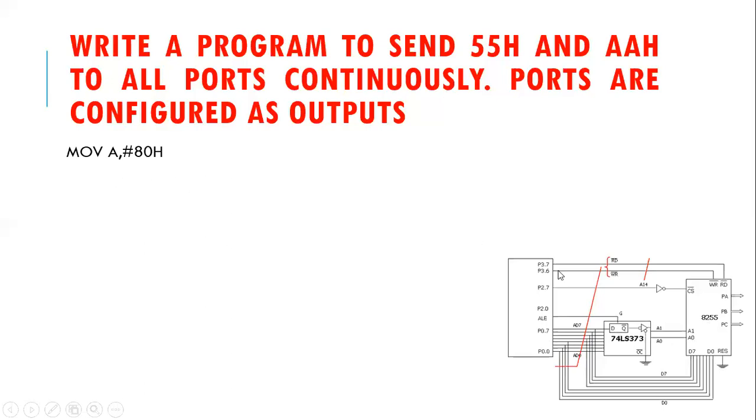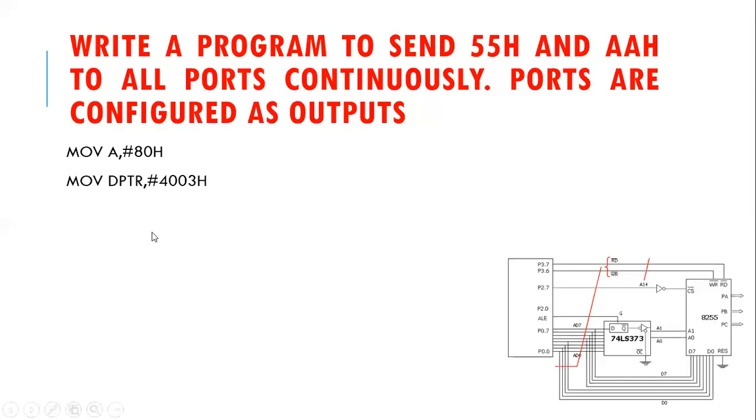We know that to address the control register, the value to be passed is 80H. 80H is the control word that we have to write into the 8255 to configure all the ports into output mode. So we load the value 80H into the A register. If you see the previous videos, you will understand how we got 80.